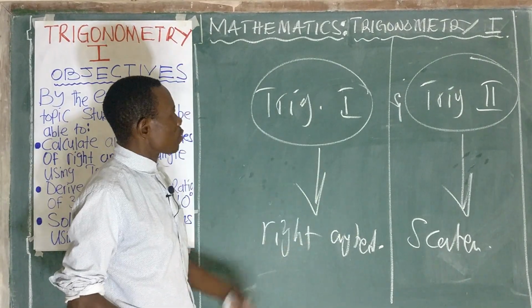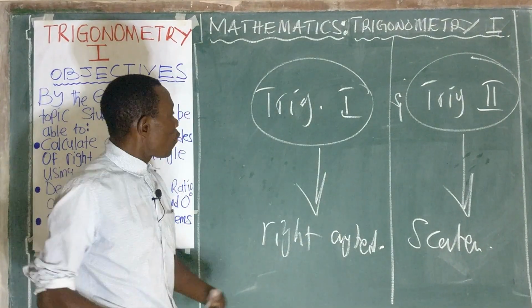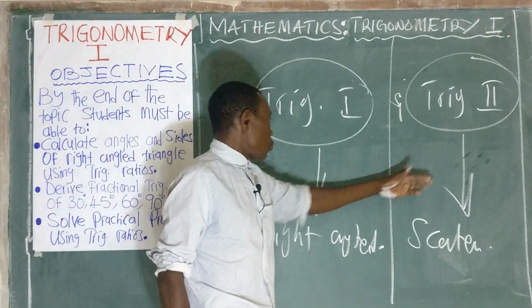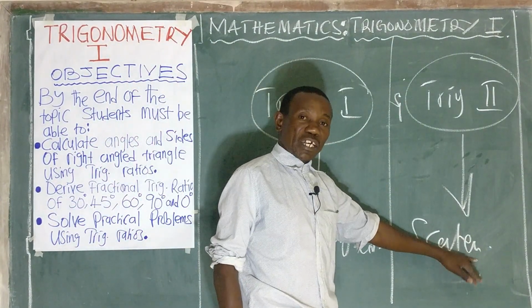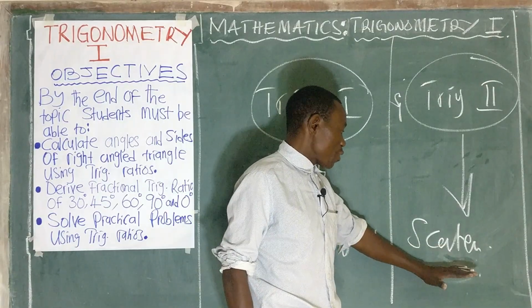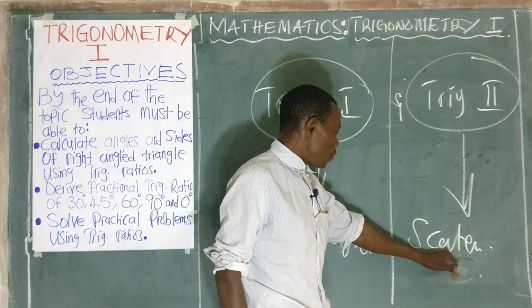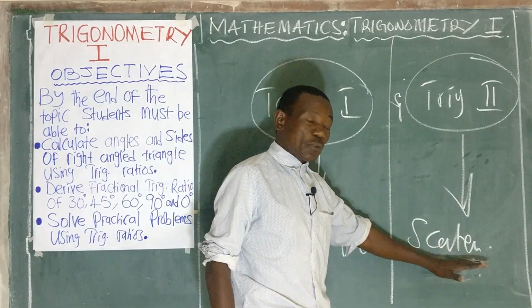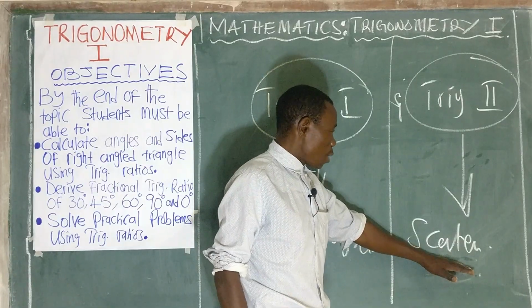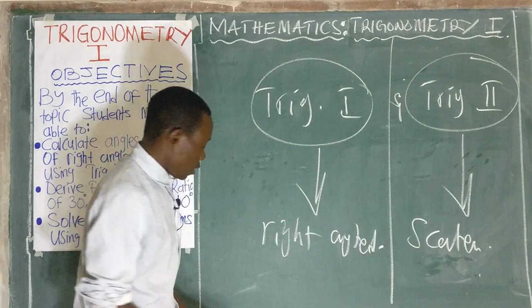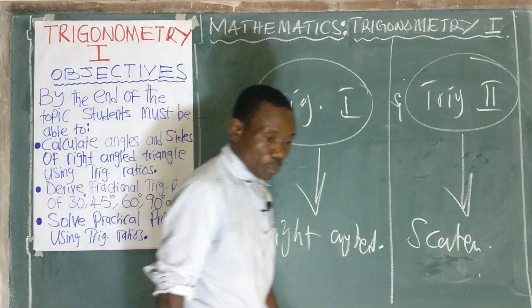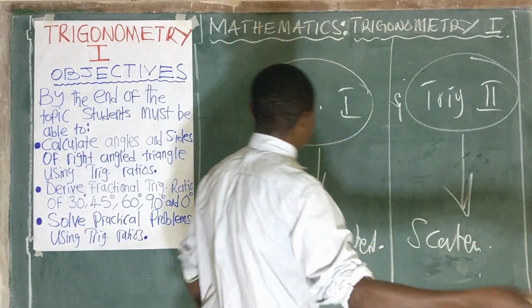Then we talk of the branches of trigonometry that we have at our level. We talk of Trig 1 and Trig 2. Trig 1 deals with right angle triangles, while Trig 2 deals with other types of triangles. And here we're going to focus much on the rules that will help us solve problems related to such types of triangles. Right, now let's get into business about Trig 1.